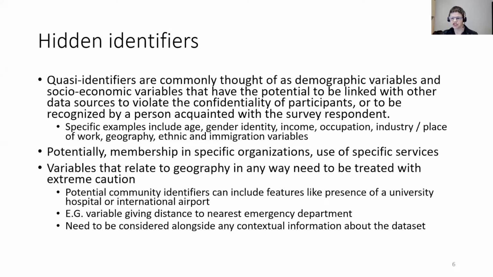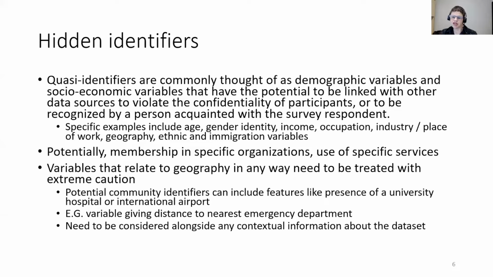Variables that relate to geography in any way always need to be treated with extreme caution. Potential hidden geographic identifiers can include features like presence of a university hospital or international airport in a respondent's community. So, for example, a variable giving the distance to the nearest emergency department in a health survey. These variables all need to be considered alongside any contextual information about the dataset.